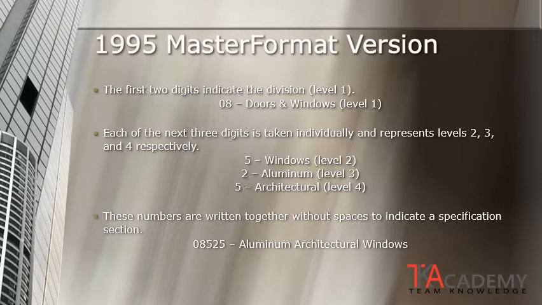5 would indicate the next level, windows. 2, what type of windows? Aluminum windows. And 5 would indicate architectural grade aluminum windows. These numbers are written together without spaces to indicate a specification section. So a specification section 08525 would be aluminum architectural windows.